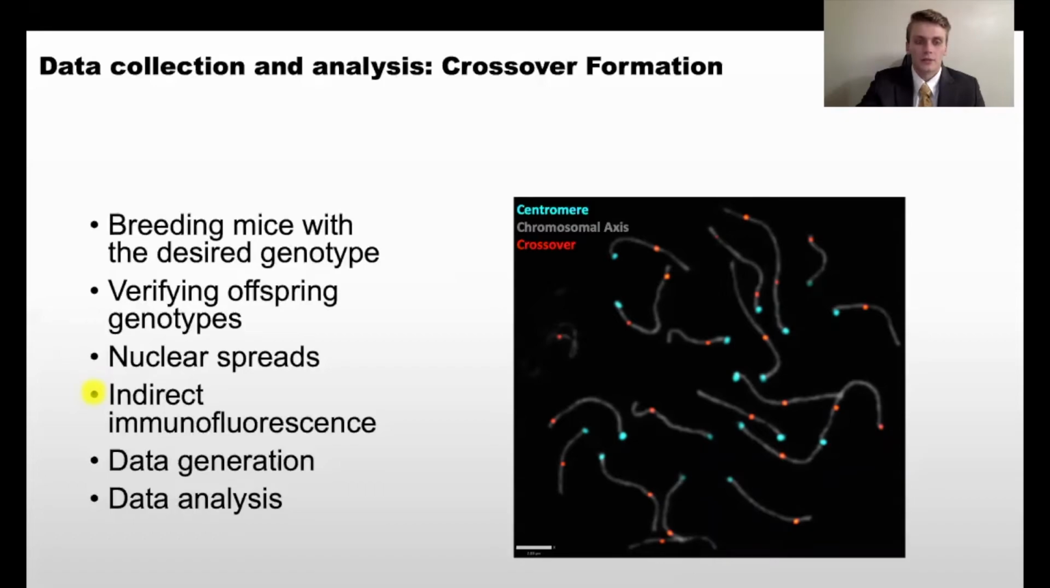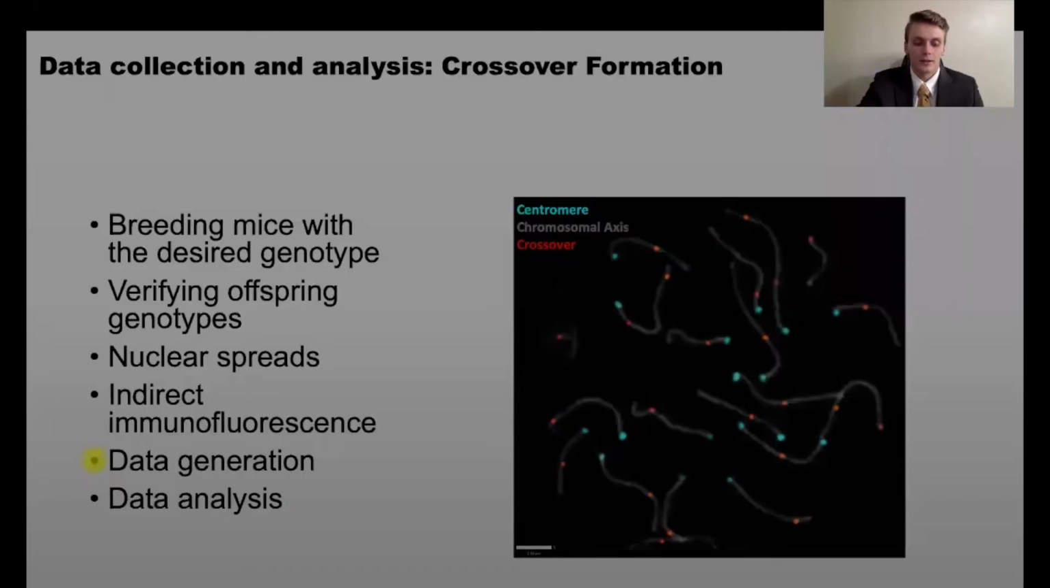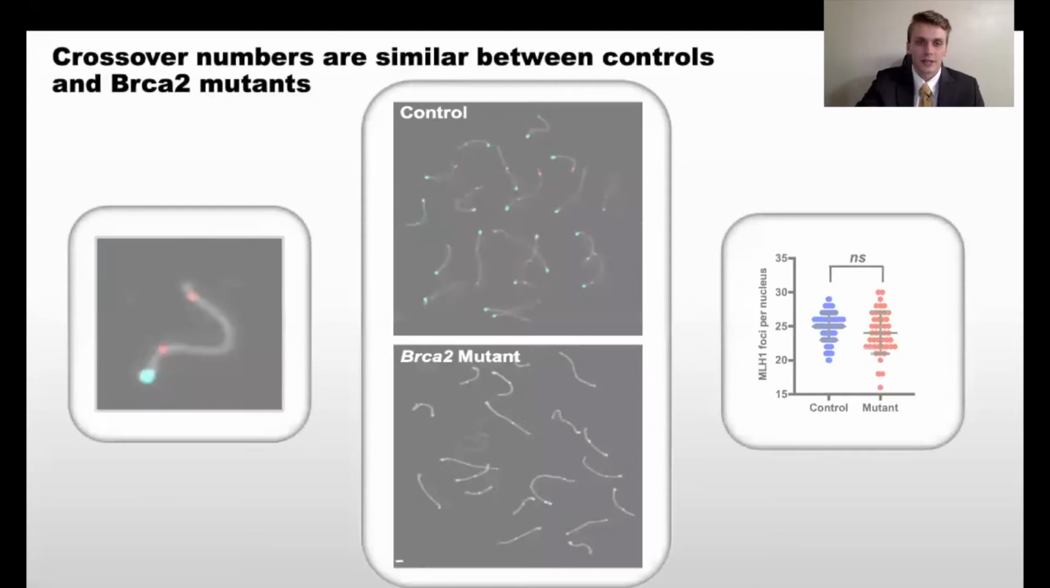From these images, we can gather our data to provide us insight on how BRCA2 influences crossover formation by the amount of crossover foci per nucleus. These values were then integrated into a spreadsheet and analyzed with computational software called GraphPad Prism 8. So here is our first set of data.